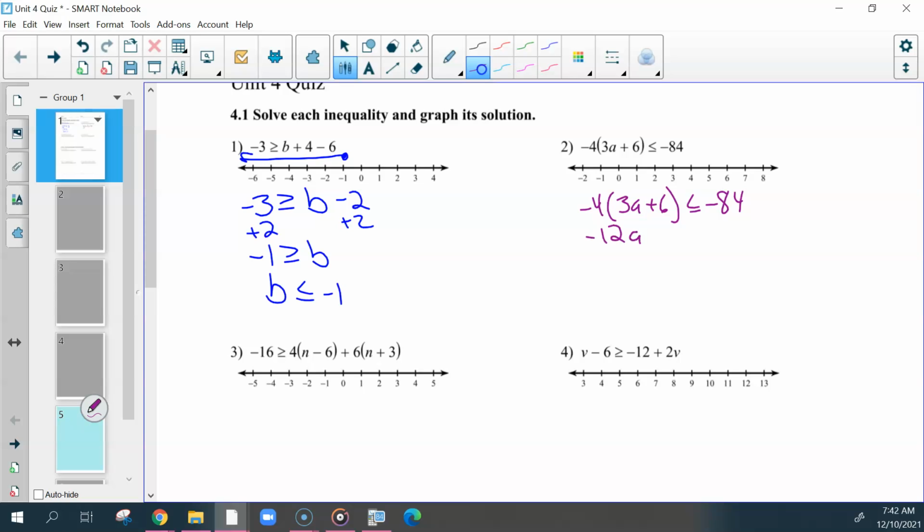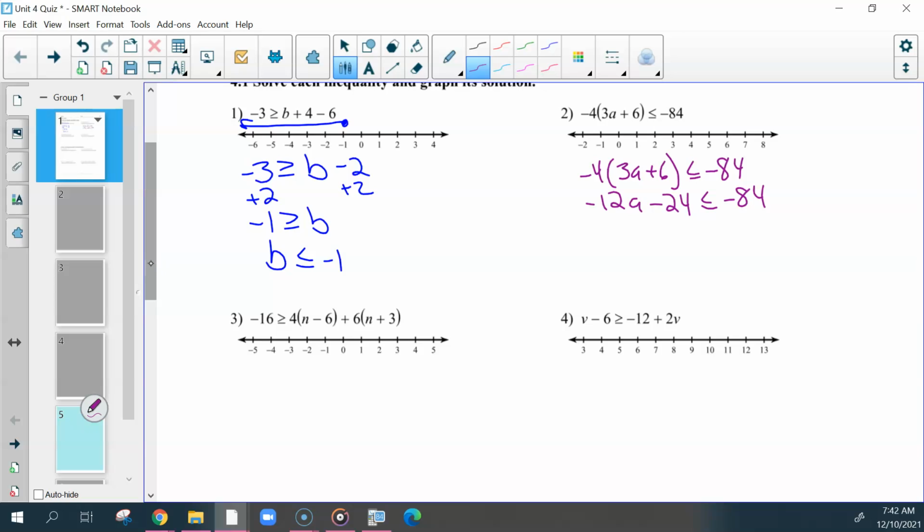This would give you -12a minus 24 is less than or equal to 84. Add 24 to both sides. And you get -60. And then divide both sides by -12. Excuse me. But remember that when you divide, you have to change your sign.